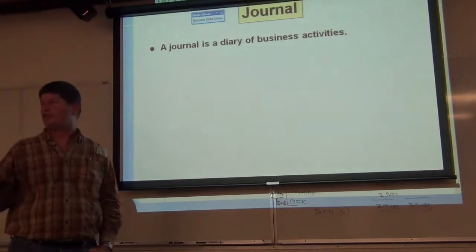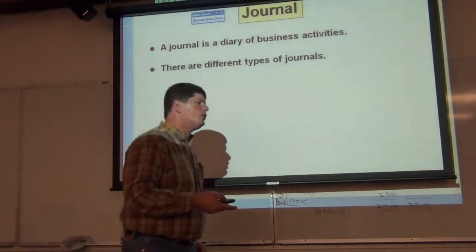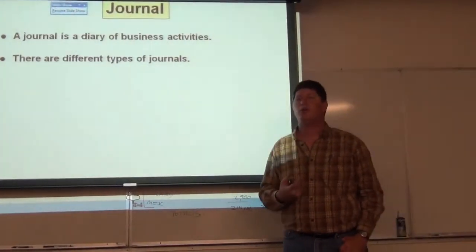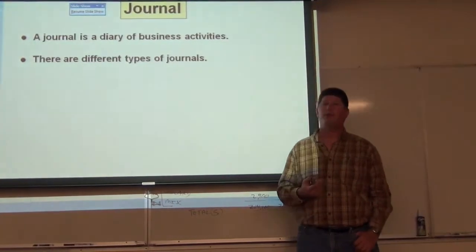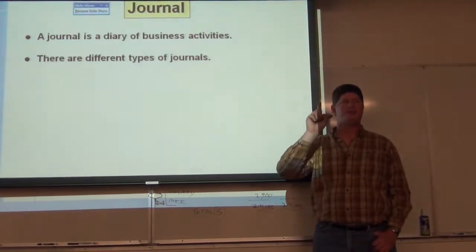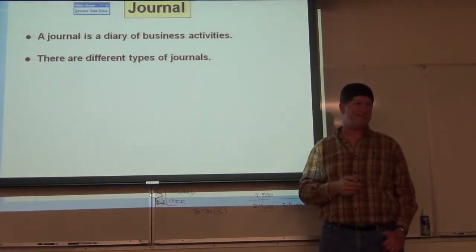A journal is like a diary. It's just a list in sequential order. There can be multiple types of journals. We're not going to worry about the other journals until we get past the next test. So the only thing you've got to remember for now is the general journal. Everything goes in the general journal.